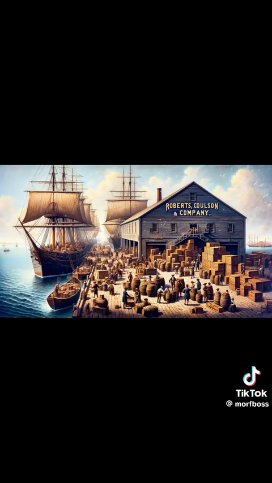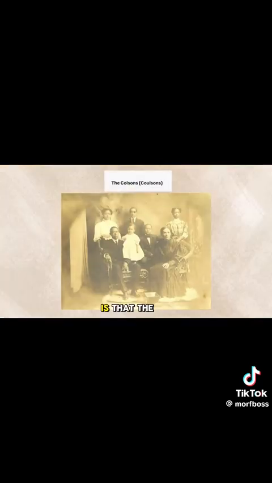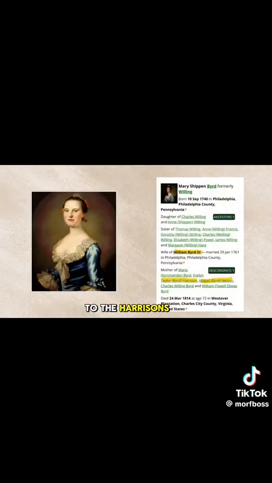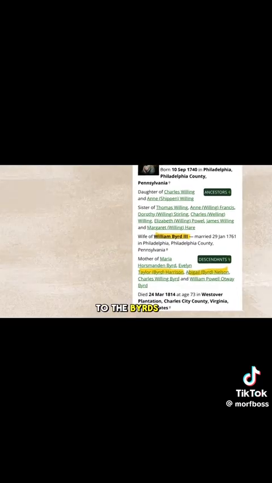So how does this all relate to the first president of Liberia, Joseph Jenkins Roberts? Well, Joseph Jenkins Roberts' father, James Roberts, was involved in a shipping business named Roberts, Colson and Company. While we don't know exactly who enslaved and freed James Roberts, what we do know is that the Colson family was freed by the Nelson family, the white Nelsons. And the Nelson family is connected to the Harrisons. And the Harrison family is connected to the Byrds.